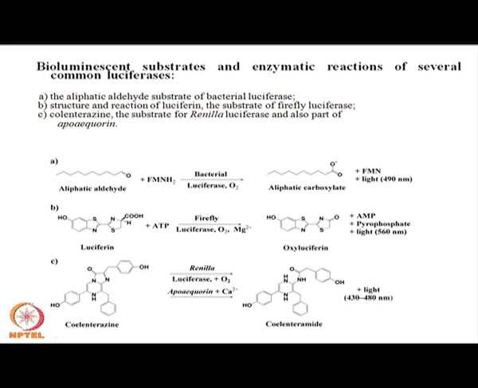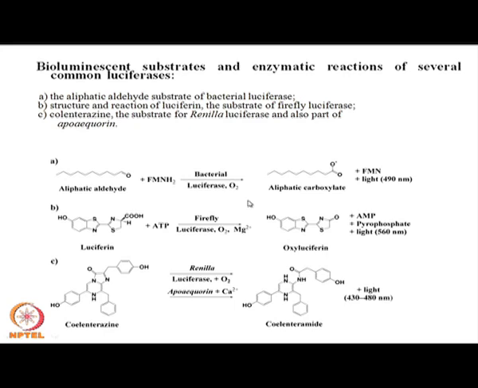Okay. And luciferin, then ATP, firefly luciferase, it is giving oxyluciferin, then adenosine monophosphate, then PPi means pyrophosphate, and then light of generally 560 nanometer. Okay. And there is another example, coelenterazine. So, using this reaction, it can give rise to light of 430 to 480 nanometer.